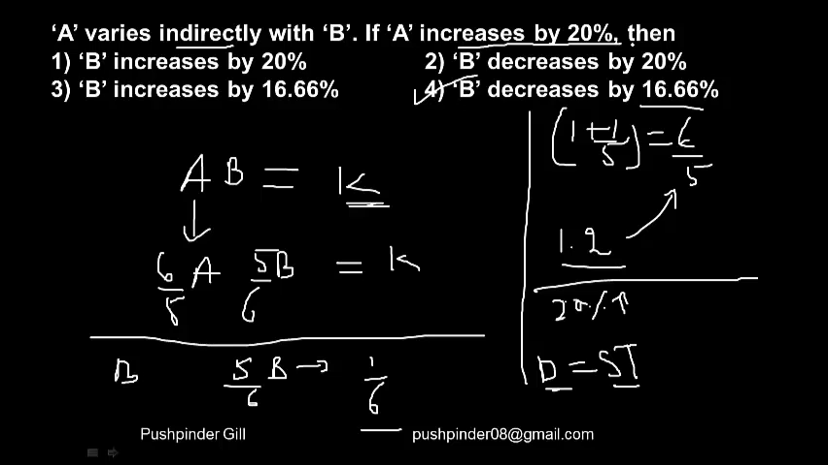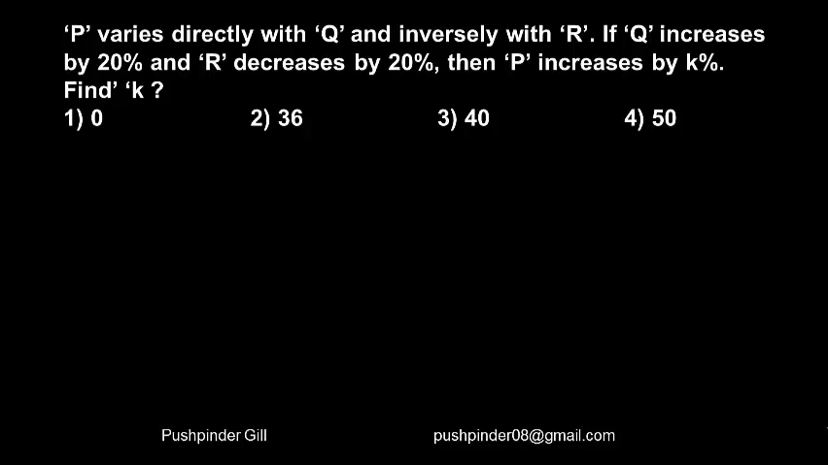So you can't simply say that if A increases by 20%, B has to decrease by 20%. That's wrong. So this is the way you should be doing these kinds of questions. Fine. So let's move forward. Now P varies directly with Q and inversely with R, right? Now let's make that equation.